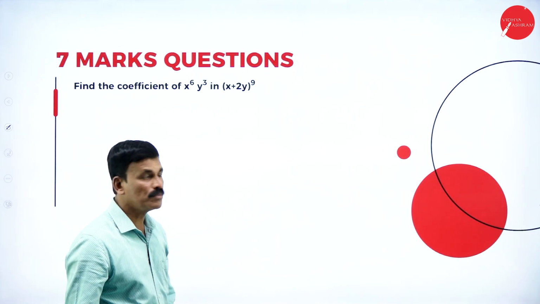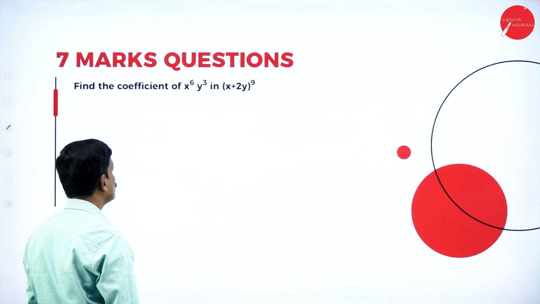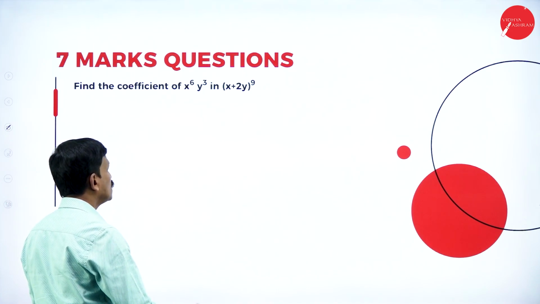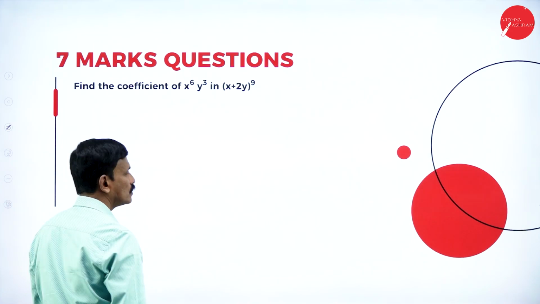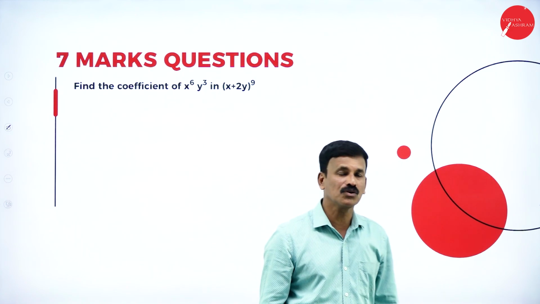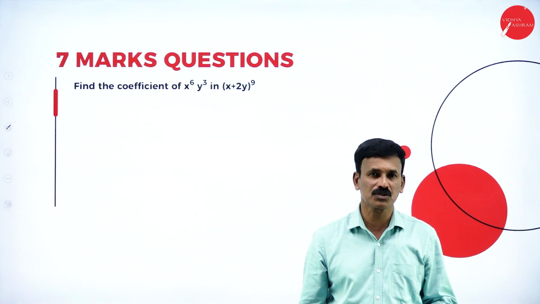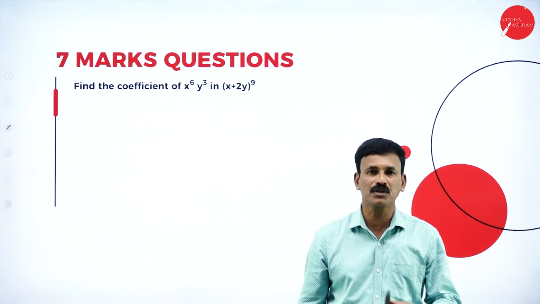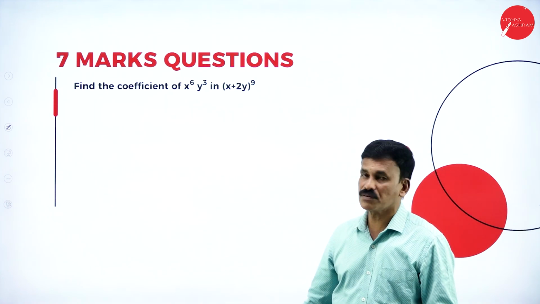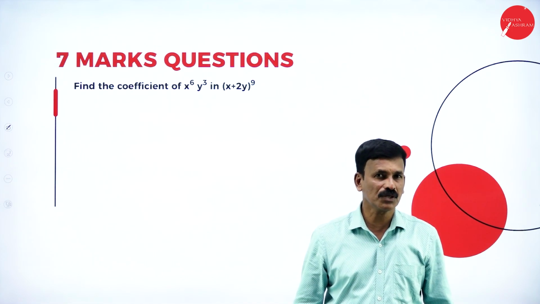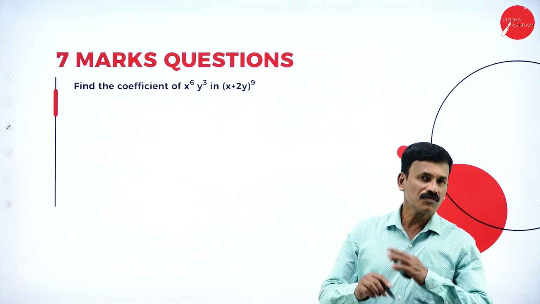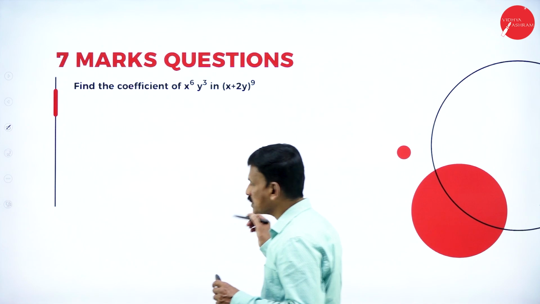The next problem is: find the coefficient of x power 6 and y power 6 in (x + 2y) to the power of 9. In the next set of problems, finding the coefficient of a given term like x cube, x square, x to the power of 10, or y square, y cube, or here x power 6 and y cube, or a constant term or term independent of x, for all these types of problems the procedure is the same.